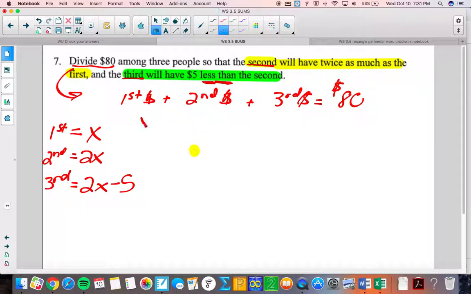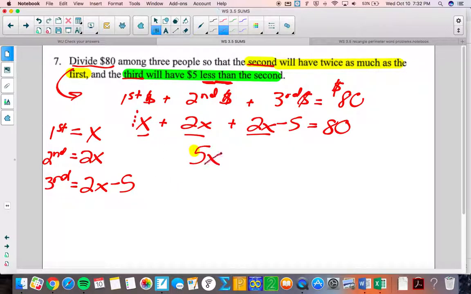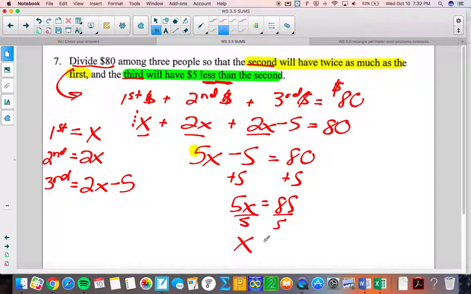So now we substitute x in for the first person, 2x in for the second person, and 2x minus 5 in for the third person. And we can definitely combine the x's. 1 plus 2 plus 2 is 5x. And now we solve for x. So we get 5x equals 85. Divide by 5, you get 17. So we're saying this person gets 17.